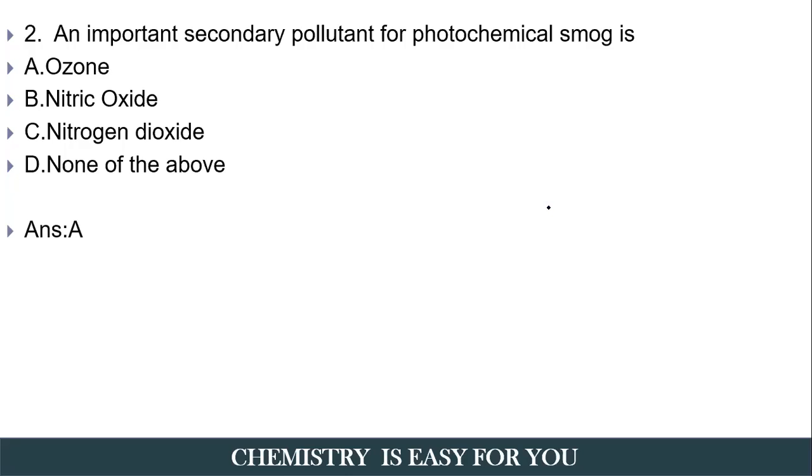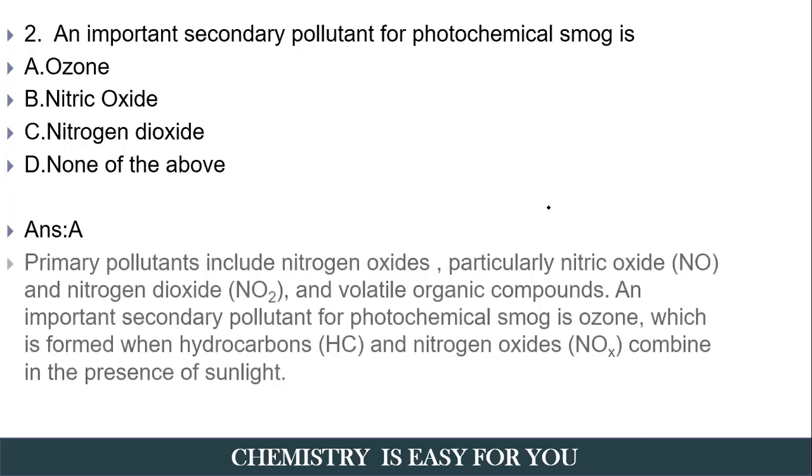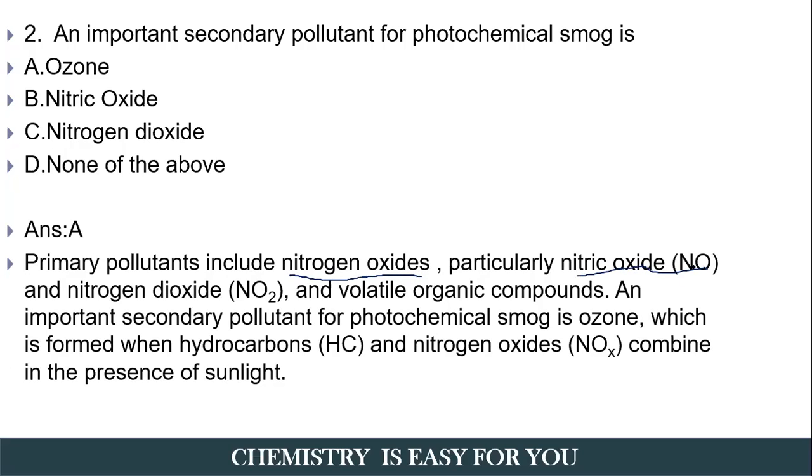Ozone is a secondary pollutant for photochemical smog. Now let's see what the primary pollutants are. The primary pollutants include nitrogen oxides, particularly nitric oxide NO or nitrogen dioxide NO2, and some volatile organic compounds. And the secondary pollutant is ozone, which is formed by the reaction of hydrocarbons and nitrogen oxides. It can be NOx, that is, any of the nitrogen oxides, NO or NO2. These nitrogen oxides and the hydrocarbons combine in the presence of sunlight.